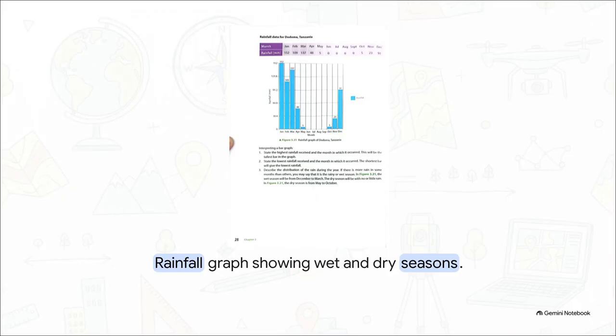Take this rainfall data for Dodoma, Tanzania, for example. The x-axis across the bottom shows the months of the year, and the y-axis shows the amount of rainfall in millimeters. You don't even need to look at the exact numbers to see the story this data is telling us. Those massive blue bars show us immediately that from December to March, there is a severe wet season. But from May to October, the bars disappear almost entirely, instantly revealing a very intense dry season.